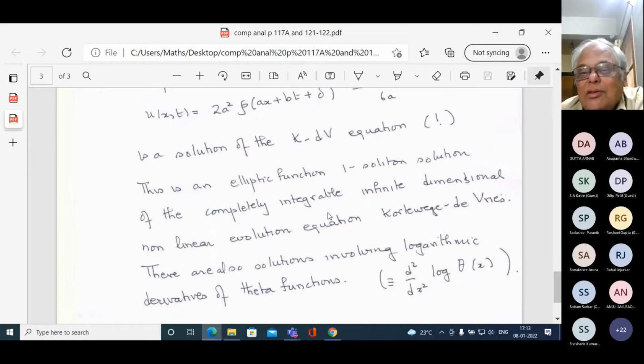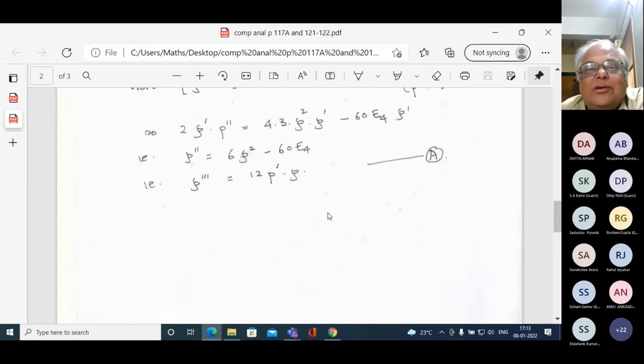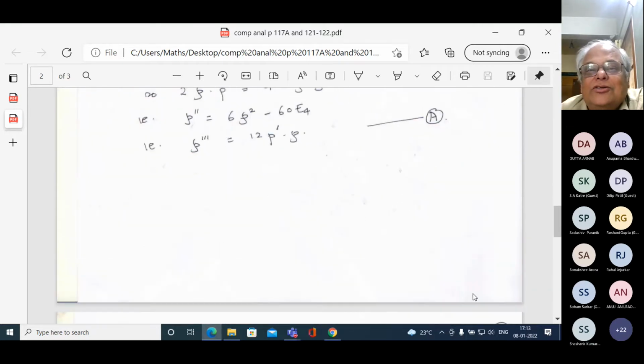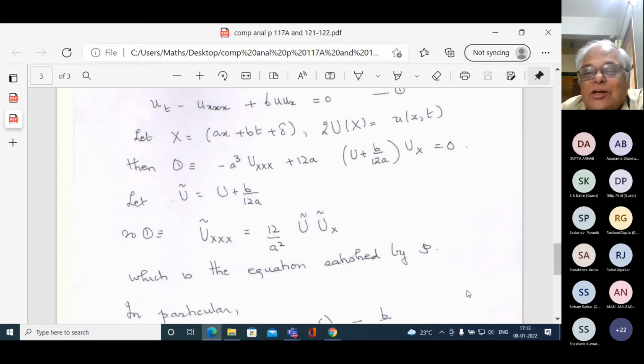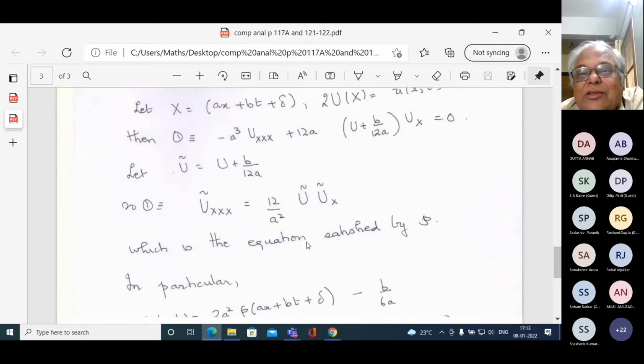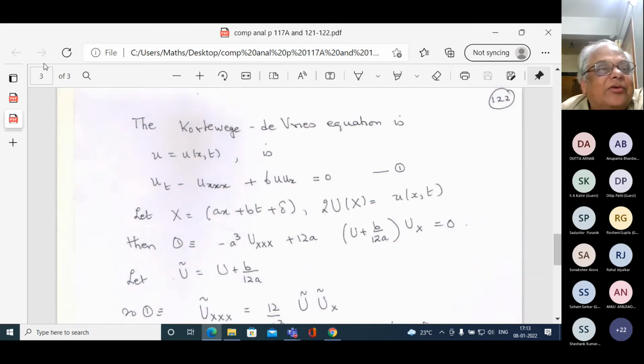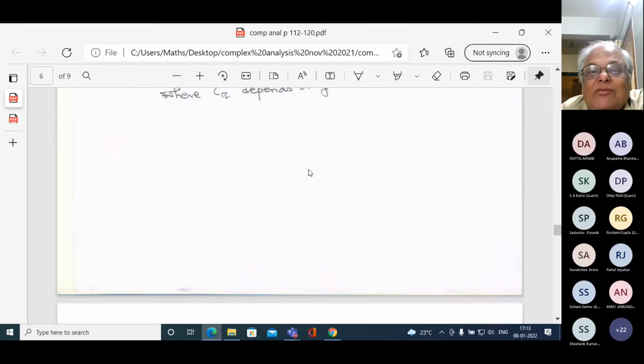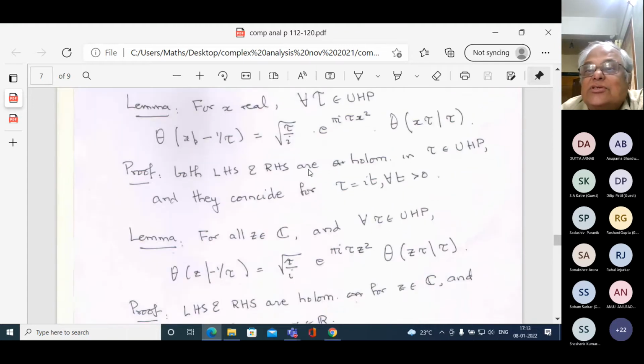Okay. I hope you are completely, so I should say at the end of this that I hope that you are completely zapped by these connections. Anyway, so to come back to what I was doing here. So log of theta function is the Weierstrass's P function, and you can find solutions of nonlinear evolution equations.